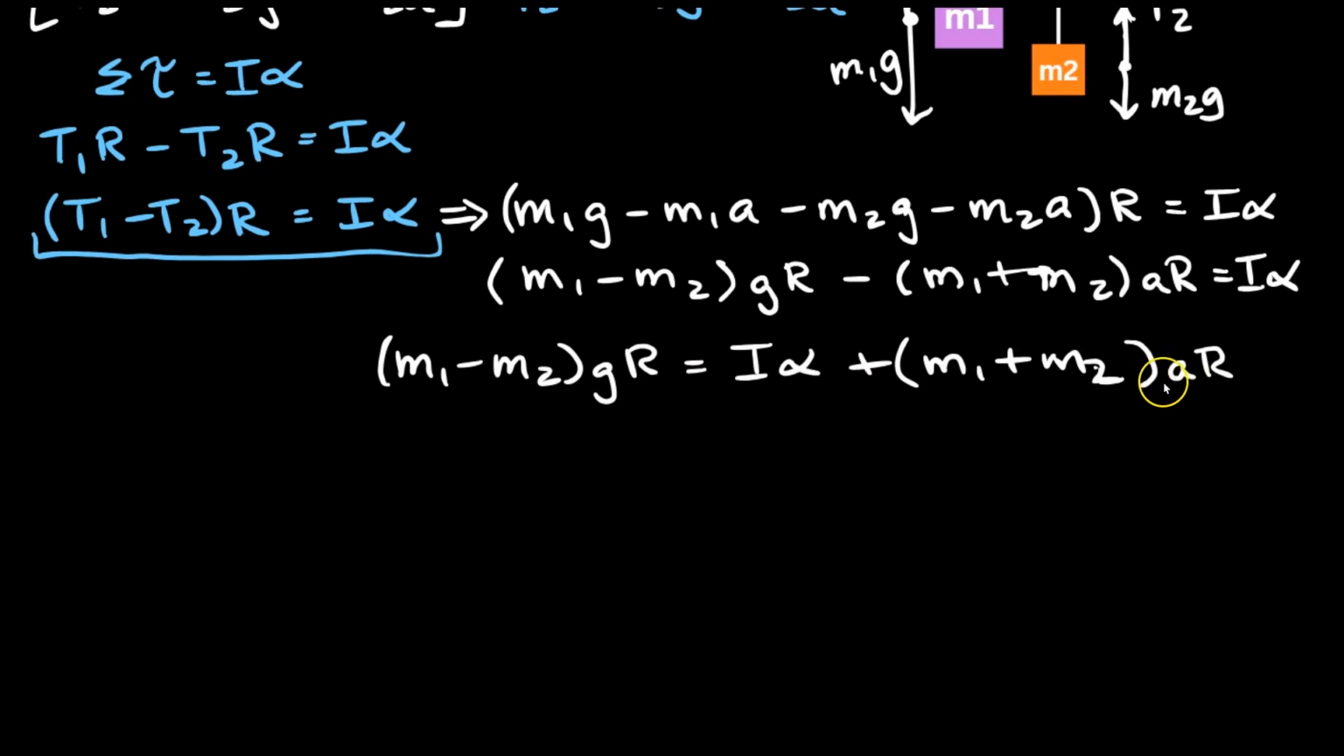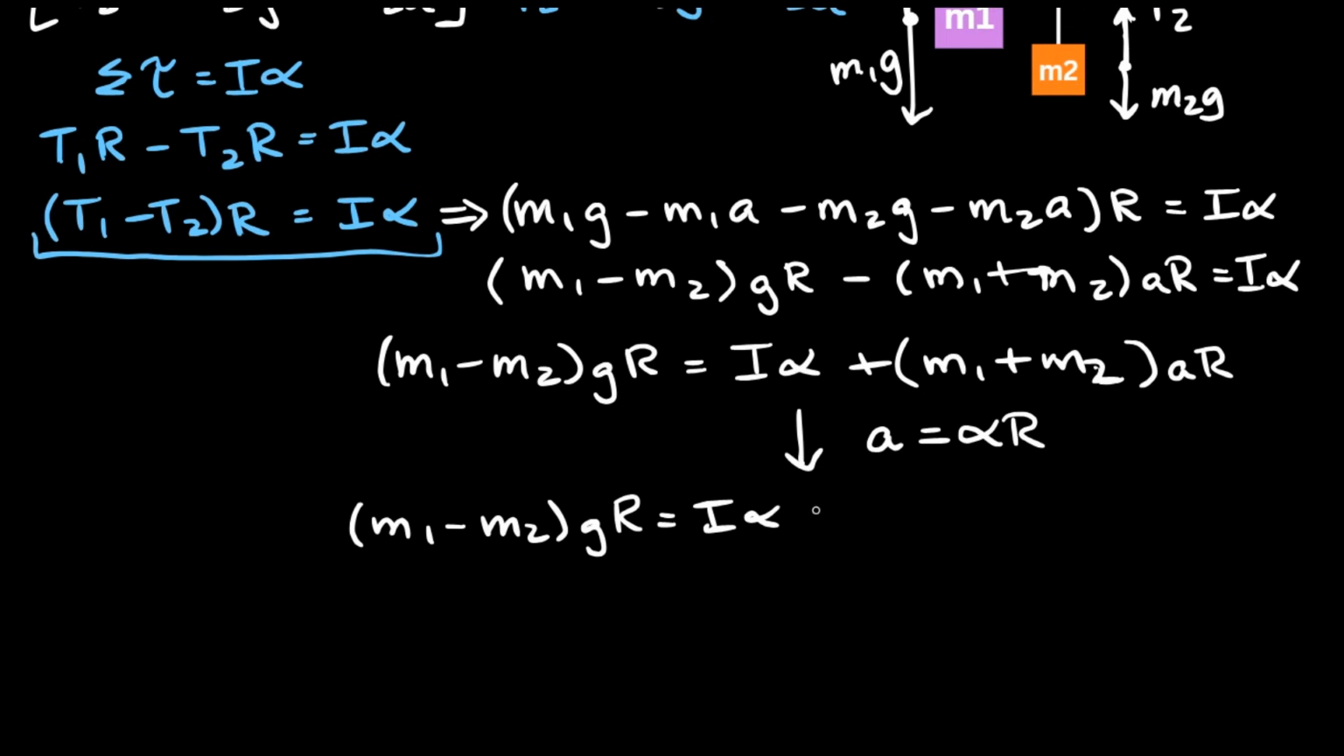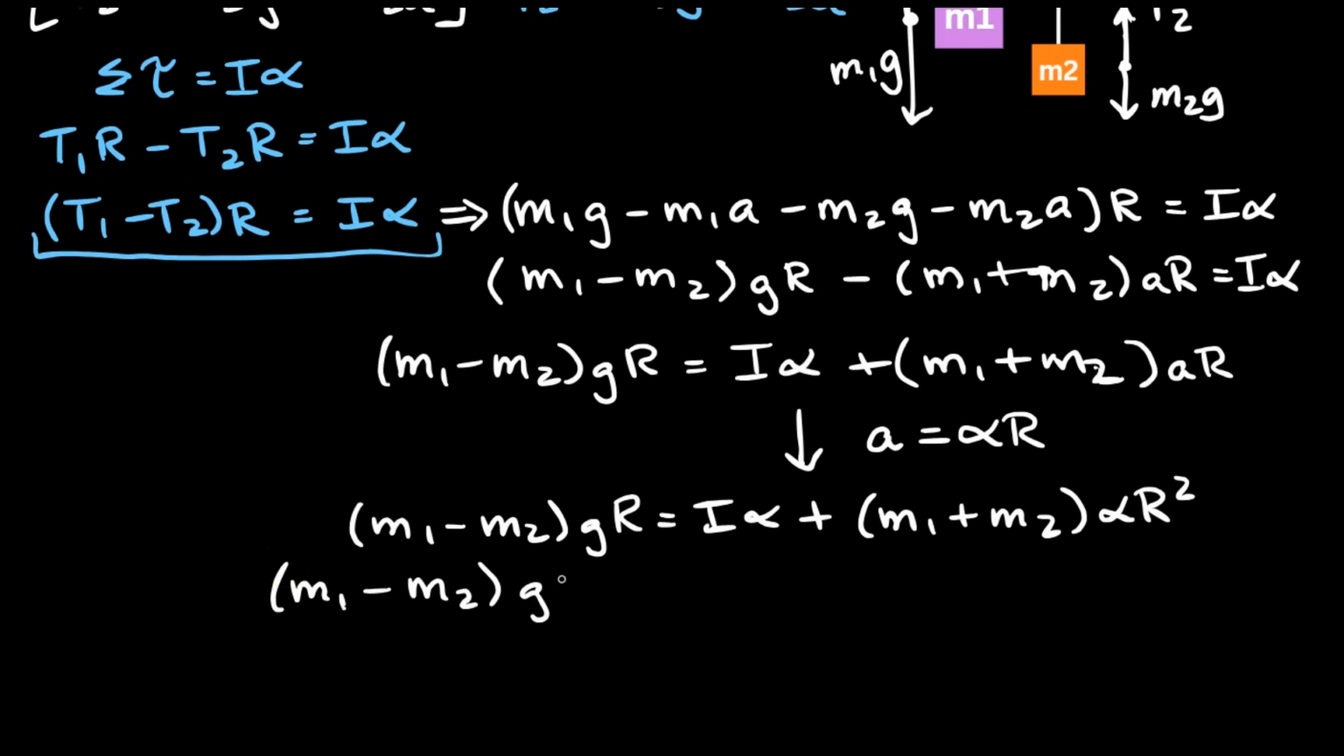Now you'll notice that there is an acceleration and there's also an angular acceleration. In this problem, we're looking for the angular acceleration. So we need a way to connect the acceleration and the angular acceleration. And we'll be doing that using a bridging equation, which just states that the acceleration is equal to the alpha times r. This is super useful when you're solving these types of problems and you're trying to bridge between translational motion and rotational motion. So after doing this substitution, we get (m1 minus m2) times gr, which is equal to I alpha plus (m1 plus m2) times alpha r squared.